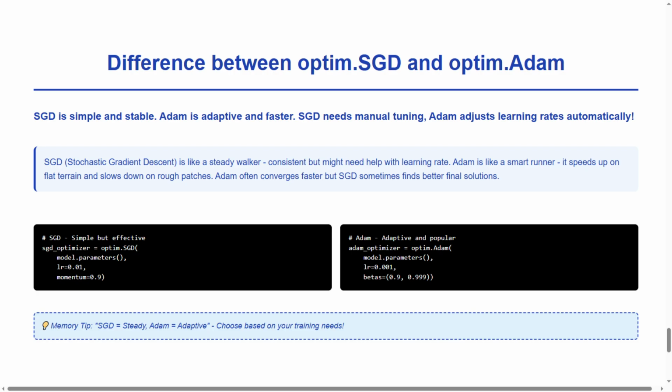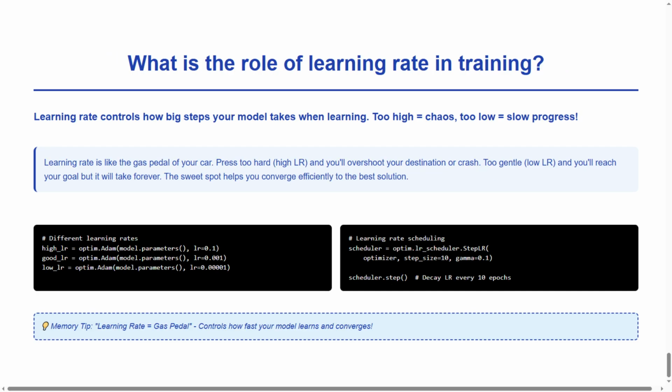Adam is like a smart runner. It speeds up on flat terrain and slows down on rough patches. Adam often converges faster, but SGD sometimes finds better final solutions. Summary: SGD is steady and stable. Adam adapts automatically. Our last question: what is the role of learning rate in training?